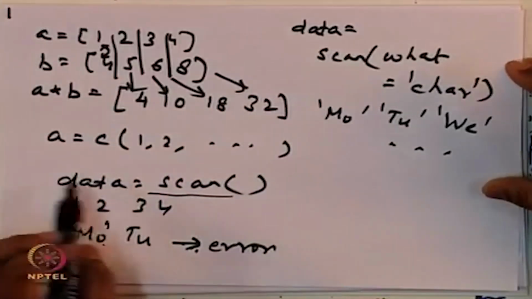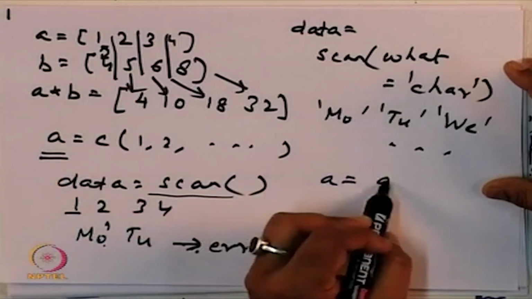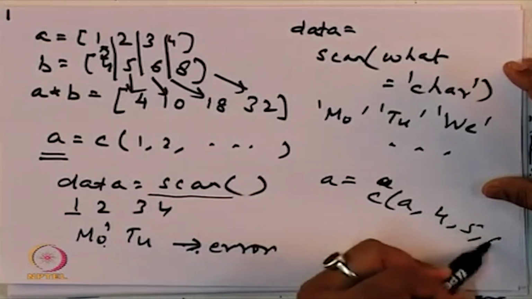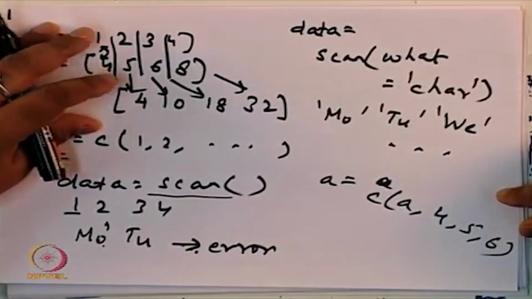You can easily add to a vector A. You can write A is equal to c of A comma 4, 5, 6, so on and so forth. So you can add these numbers either before or after the vector.